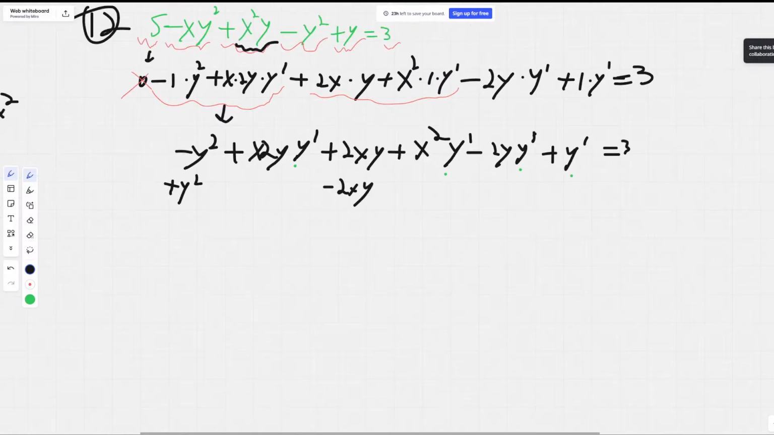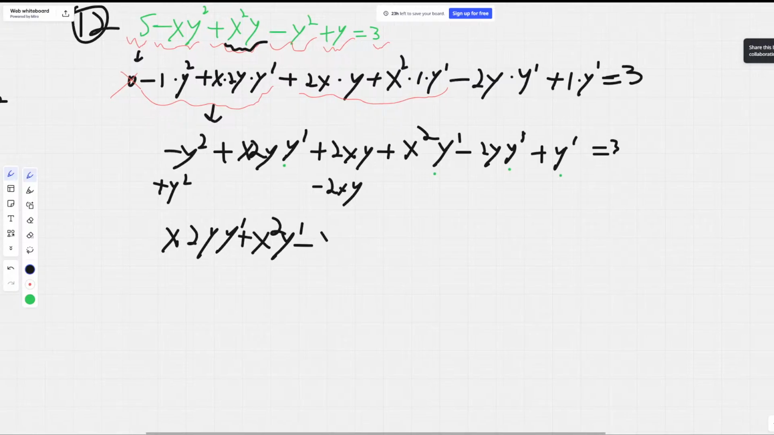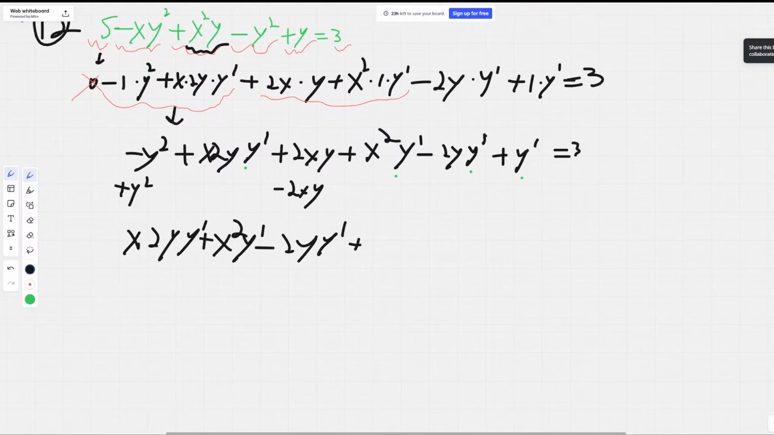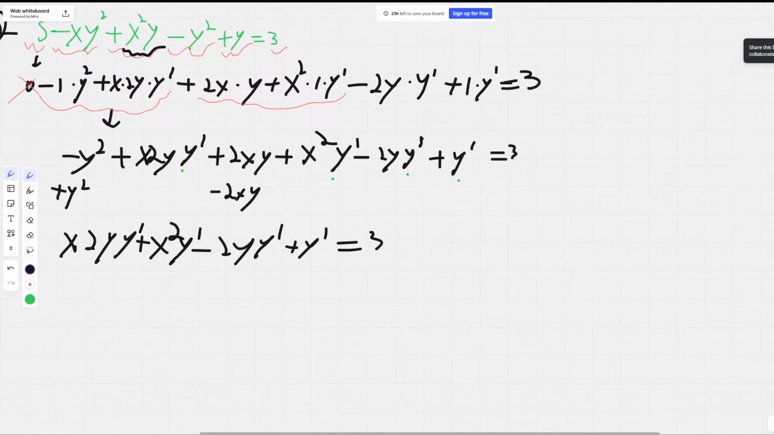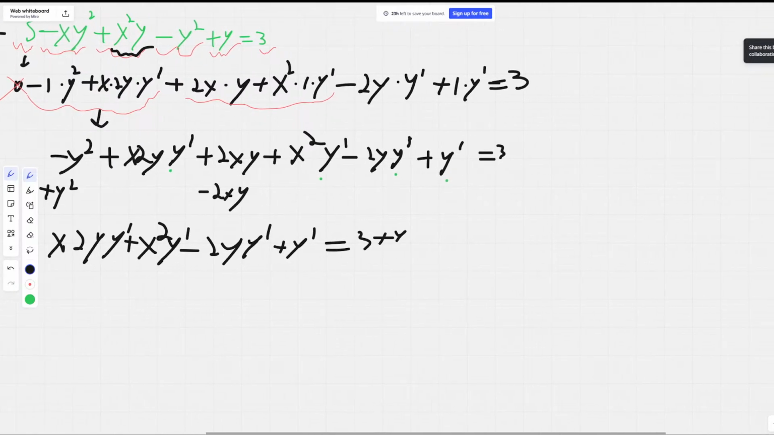I'll bring this over then, so x 2y y prime plus x squared y prime minus 2y y prime plus y prime equals 3 plus y squared minus 2xy.